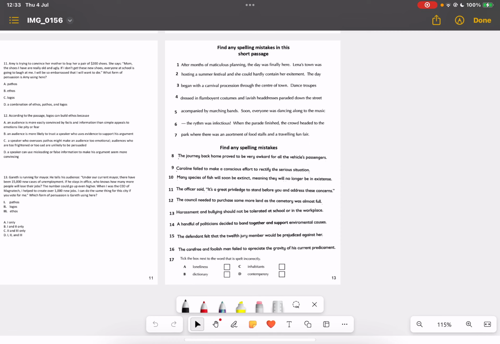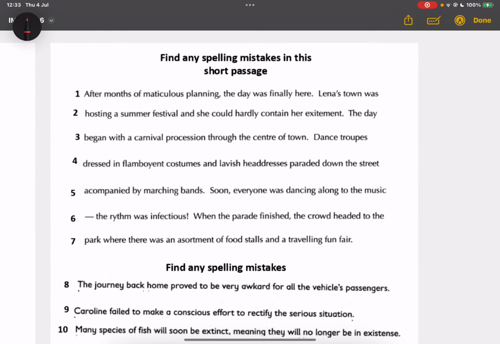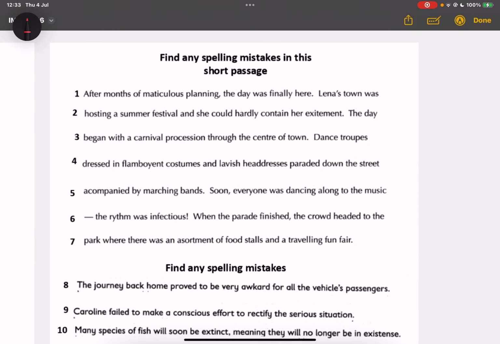Okay. Next is spelling. So, 1. After months of meticulous planning, the day was finally here. Lena's town was, well, this is meticulous. So meticulous, well, the A should be replaced by an E. So METICULOUS. Meticulous.